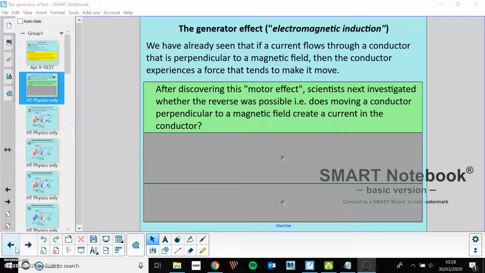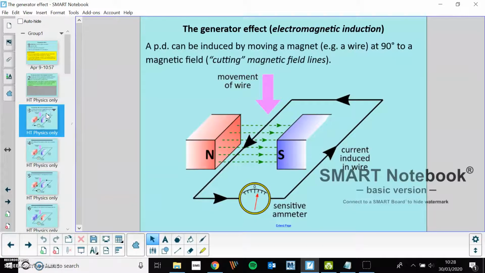With a motor effect, we start with a current and a magnetic field, and we get a force that produces movement. But with the generator effect, instead, we start with movement and a magnetic field, and we induce or produce electricity. A simple demonstration of this would be if we had a wire and we move that wire between the north pole and the south pole of two magnets.